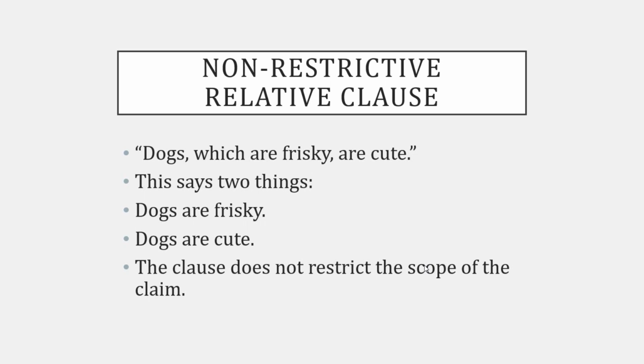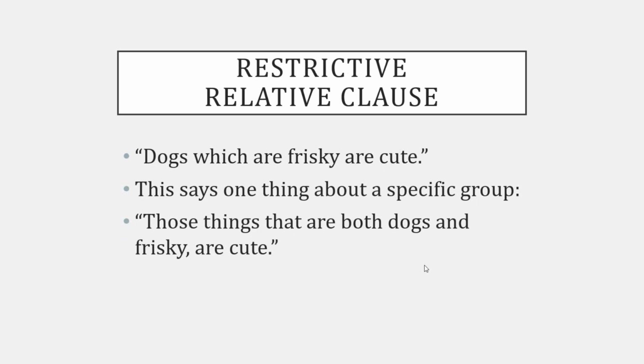Compare that to the other kind, restrictive relative clause. Dogs which are frisky are cute is actually narrowing its topic down twice. It's restrictive because you're restricting the scope of your discussion. You're restricting the topic of conversation two times to just those things that are both dogs and frisky. We're no longer making a claim about all dogs. We're making a claim about just those dogs that are frisky, that they are cute. Okay?